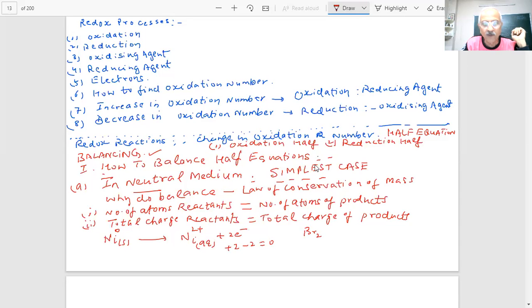Now I'm taking another example. I'm saying Br2 produces Br minus. Balance this half reaction. You have one minute only. Balance this reaction and answer the question, students. How will you balance this reaction? You have to balance it.